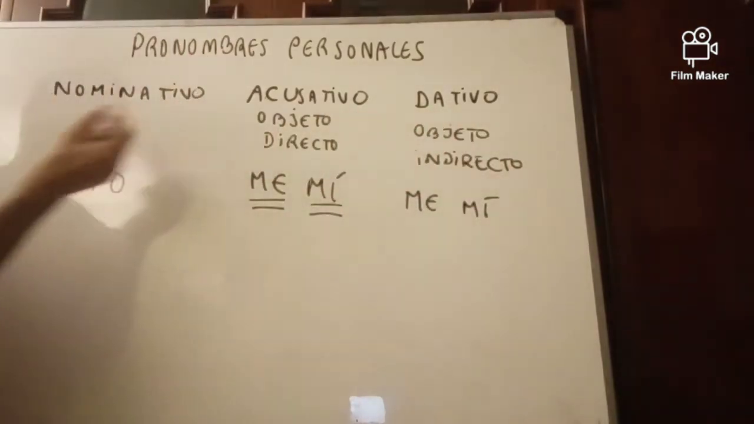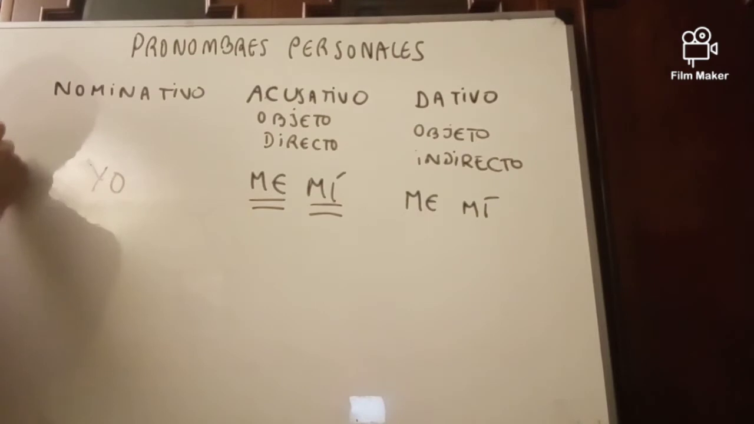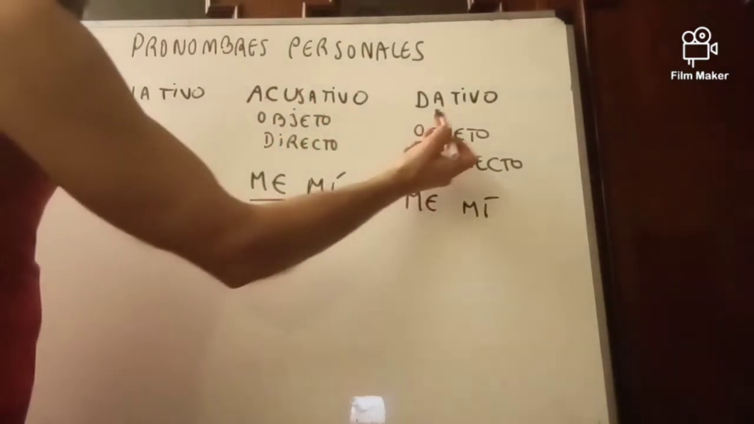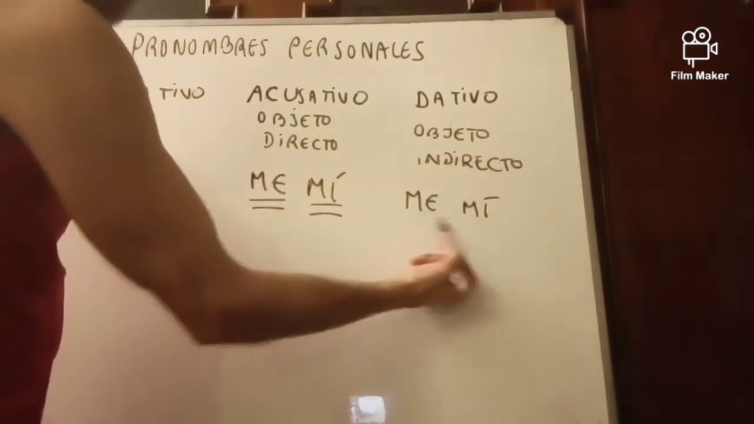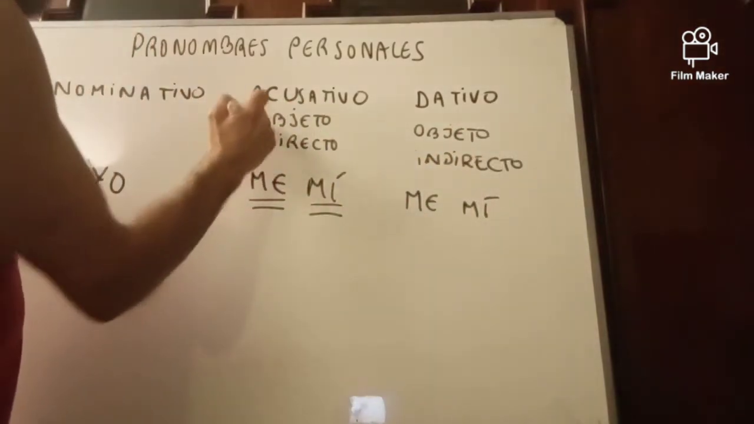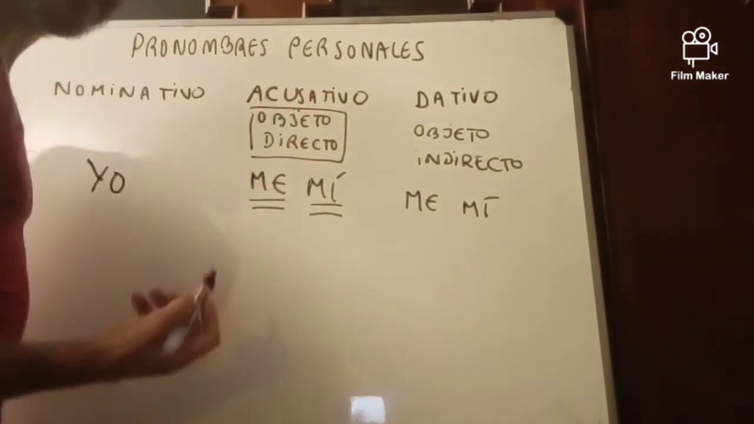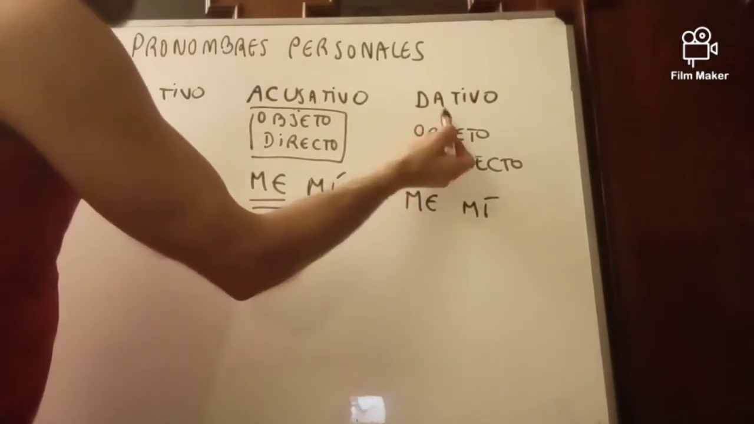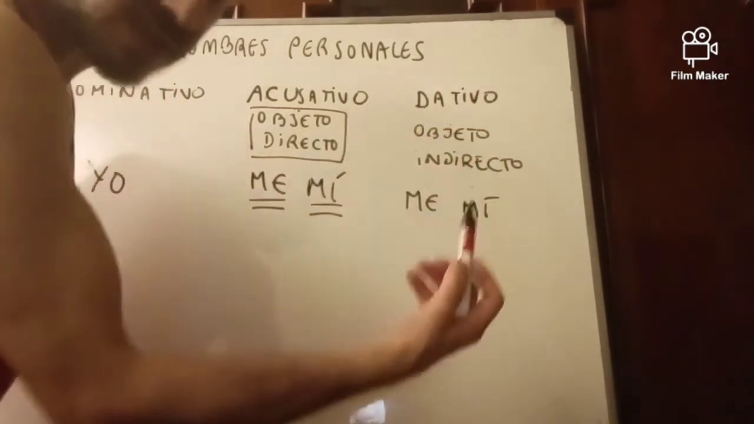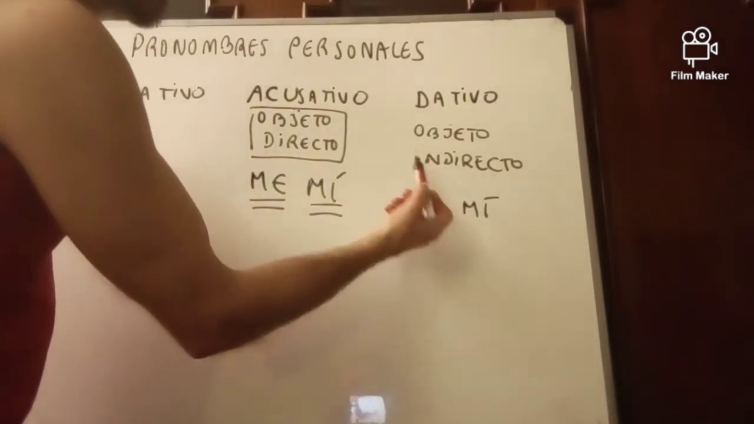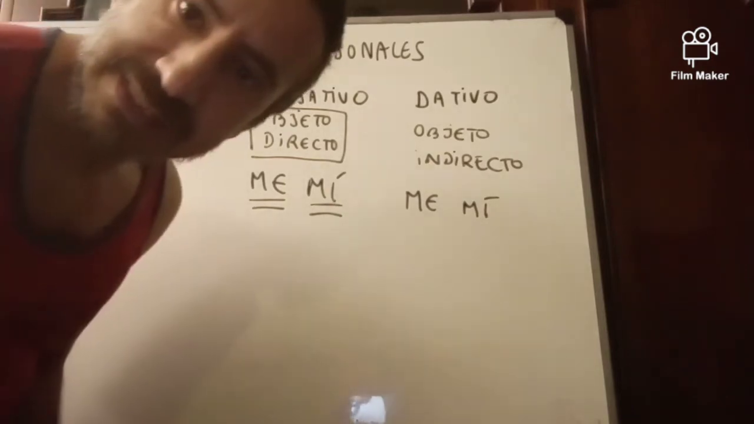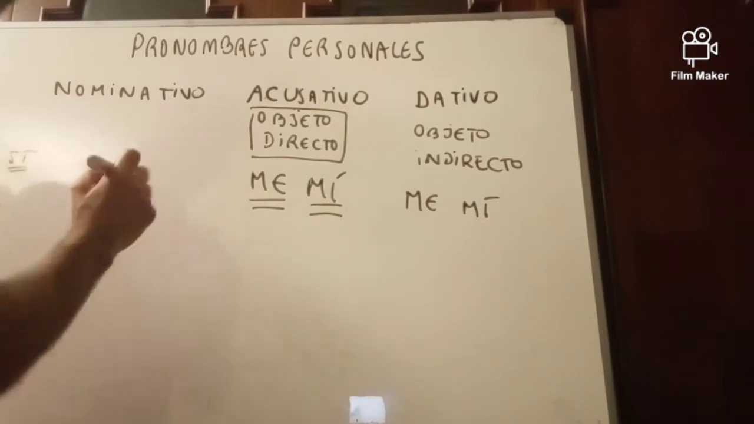So we say nominativo, the first person in the singular. Nominativo yo, accusativo, accusative, me, mí, dative, dativo, me, mí. Accusativo, the function within the sentence is that of direct object, objeto directo. Whereas in the dative case, en el caso dativo, its function is objeto indirecto or indirect object. Let's see a sentence so that you see how we use it.